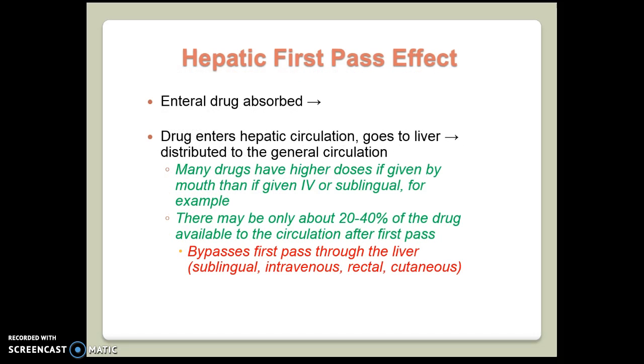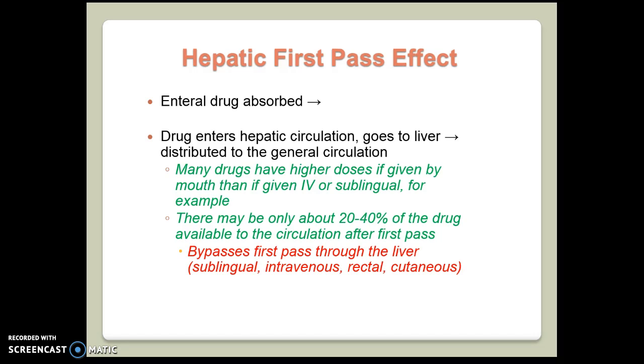There's something called hepatic first pass effect. All medications that were taken enterally have to go through the liver prior to distribution to the general circulation. So it's going to be absorbed, it's going to go through the liver, and the liver is probably going to destroy or metabolize most of the medication prior to it ever reaching the tissues.